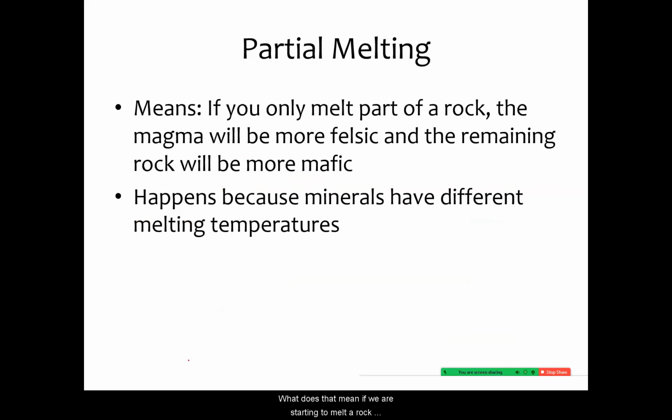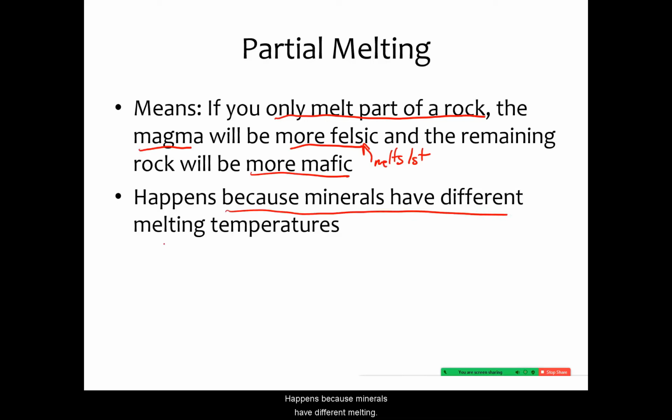So what does that mean? If we are starting to melt a rock and we only melt part of it, then that magma, that liquid rock material, that liquid silicate material, will be more felsic and the remaining rock will be more mafic, because you start to melt the felsic stuff first. So as long as you don't melt all of it, your new material is going to be more felsic. And that happens because minerals have different melting temperatures.